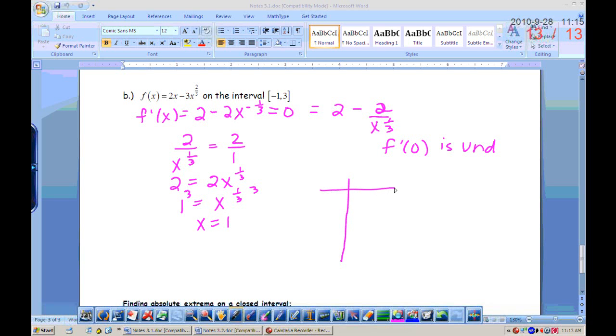All right, so my little t-chart, I'm going to use my critical points, where the derivative is undefined or 0, and the endpoints, -1 and 3. And to save time, I will tell you that when x is 0, f of x is 0. When x is 1, f of x is -1. When x is -1, f of x is -5. And when x is 3, f of x is -0.24.